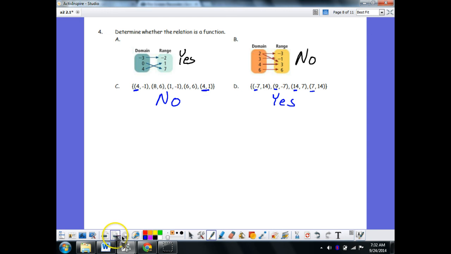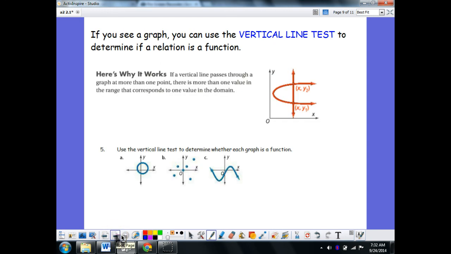Now, what if we were given a graph? If we were given a graph, there is actually a very simple test we can run to determine whether it is a function or not. And that is called the vertical line test. And that is if you are given a graph. And the way this works is if there's a vertical line that passes through more than one point on a graph, then it is not a function. For example, this relation right here, this vertical line crosses more than one point, so it is not a function.